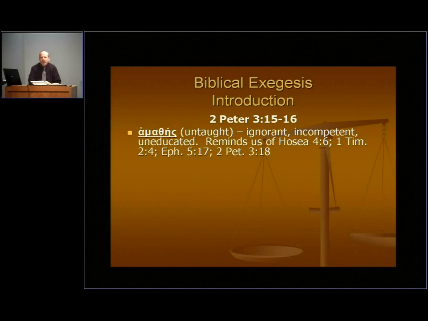We do not want to fall into this category, where we make applications from passages out of ignorance. My people are destroyed for lack of knowledge. We don't want to go there. We don't want to be there.